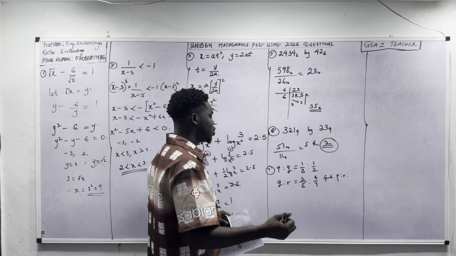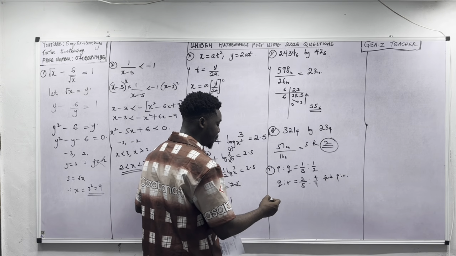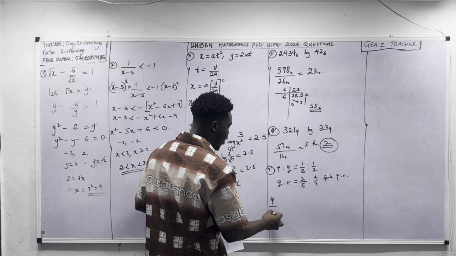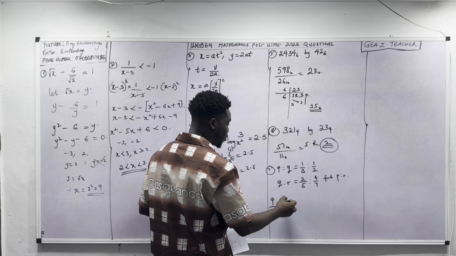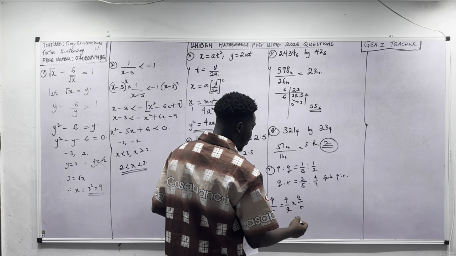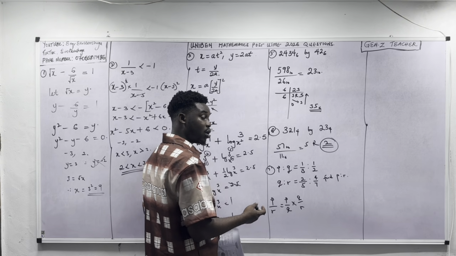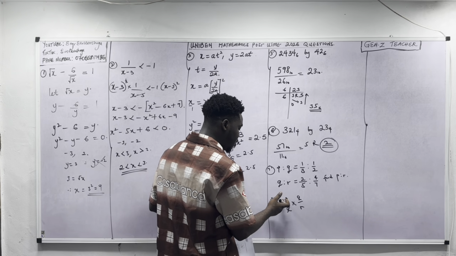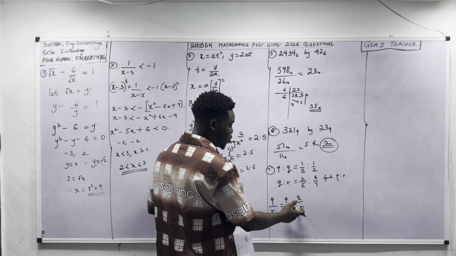Now, quickly, since we have to find P ratio R, can you agree? P ratio R means P divided by R. And this can be gotten from P divided by Q times Q divided by R. Meaning P ratio R is basically P ratio Q times Q ratio R.